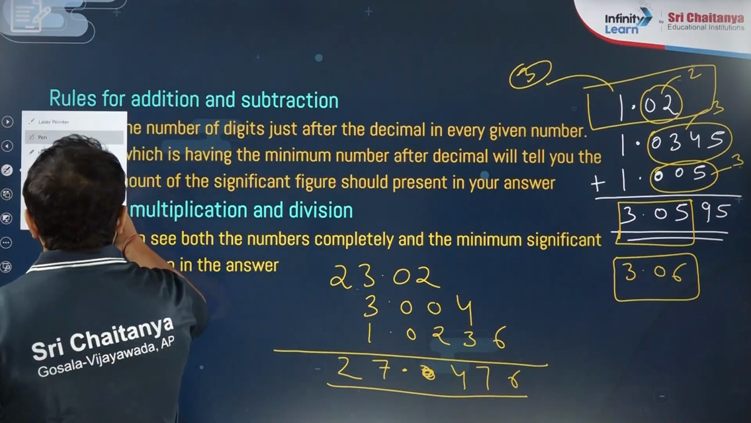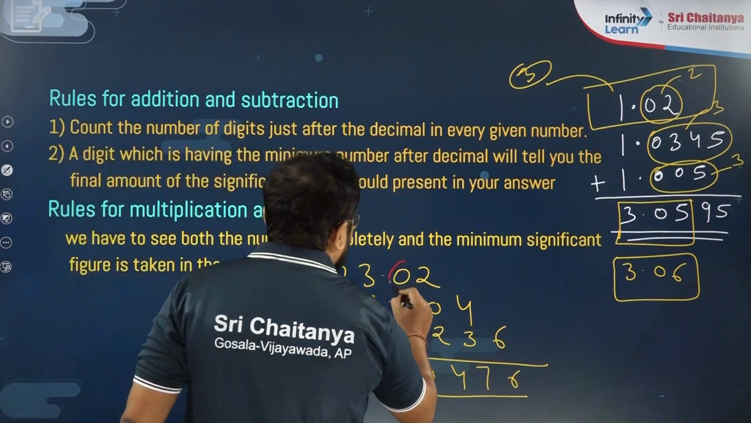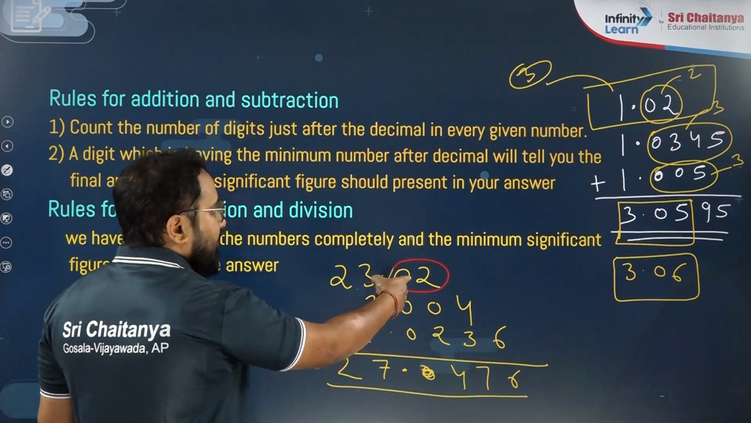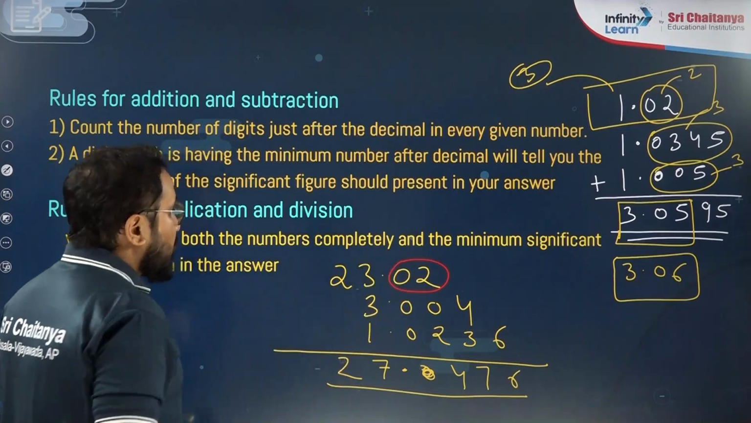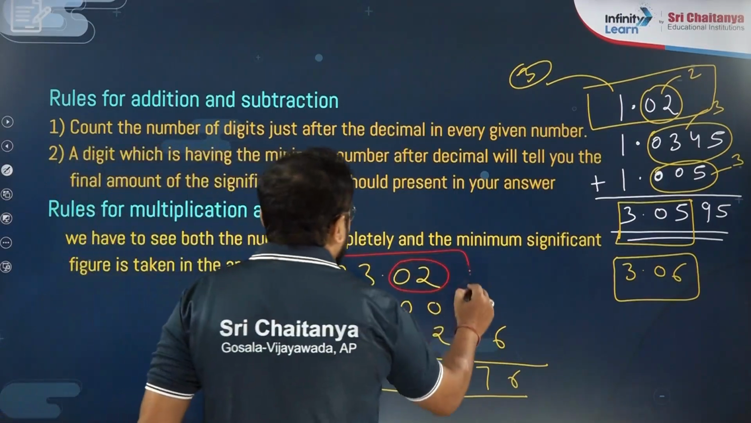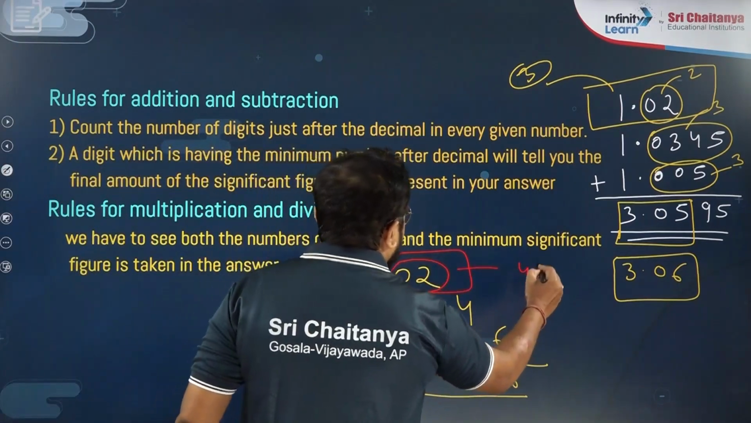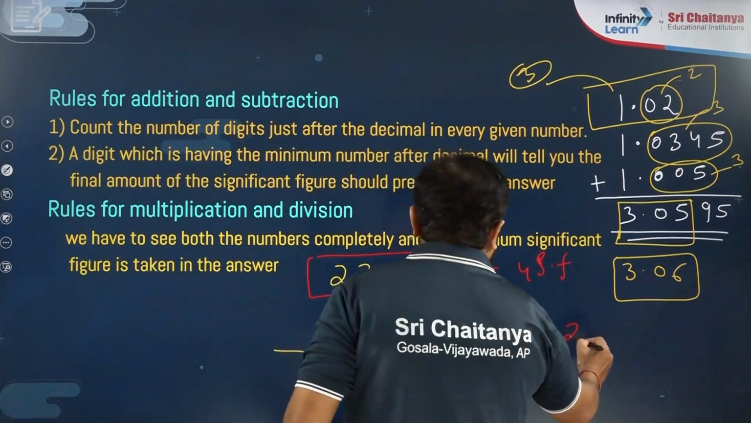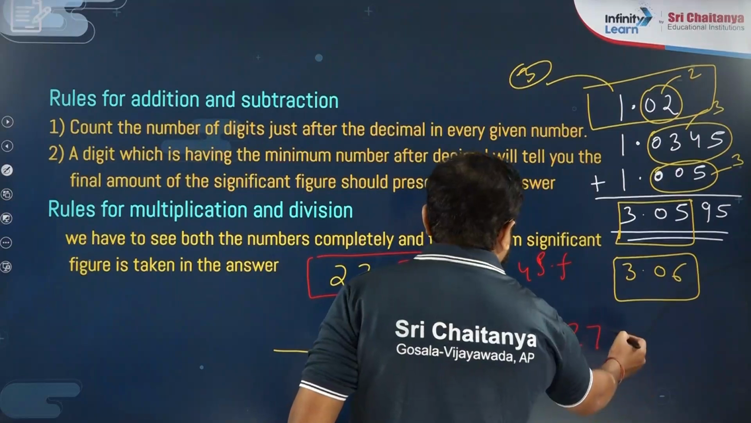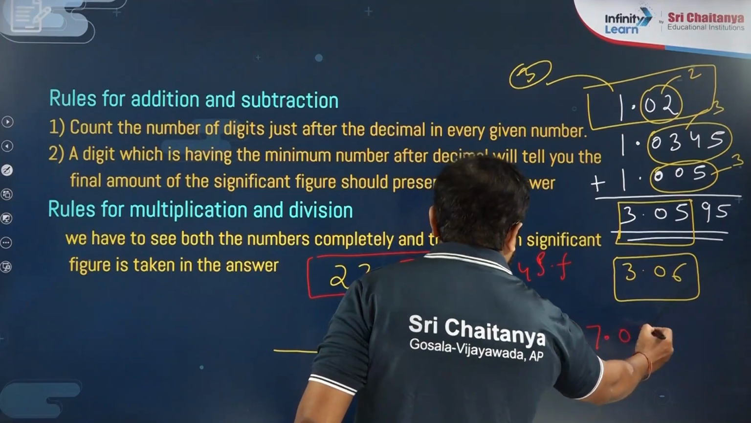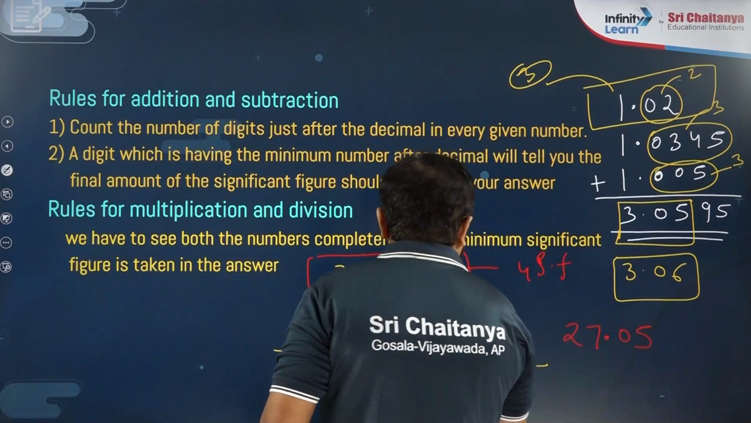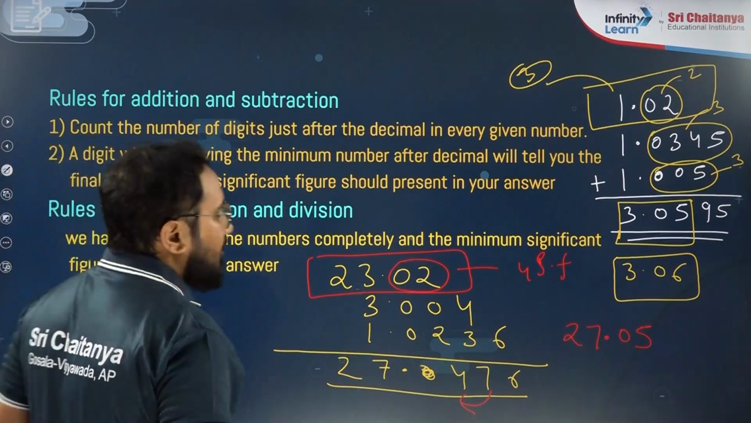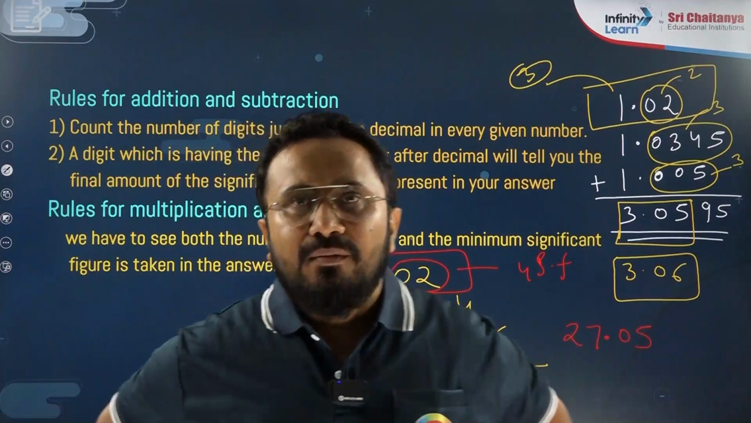Let's check again for addition. I told you to pick the one which has the minimum number after the decimal. Who is having the minimum number after the decimal? This one is. Yes or no? So how many significant figures will be there? 4 significant figures will be there. So what will be your answer? The answer will be 27.05. Why 5? Because I am going to round it off. Yes or no? So this will be your answer. Is this clear? Did you understand? Yes or no?